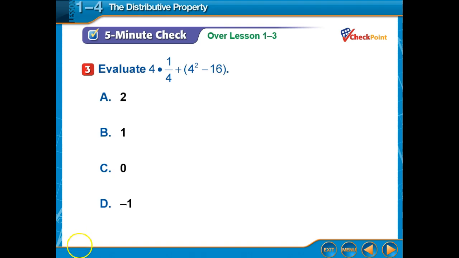Evaluate this expression without using a calculator. When you evaluate this expression without using a calculator, first you see that you have the multiplicative inverse, 4 times 1/4. Well, 4 times 1/4 equals 1. And then you notice in these parentheses you have 4 squared, which you should be able to say 4 times 4 is 16. Well, 16 minus 16 is 0. So 1 plus 0 is 1.